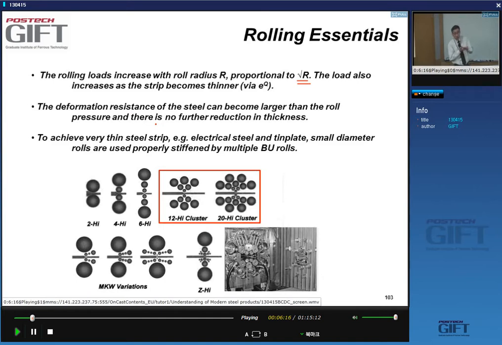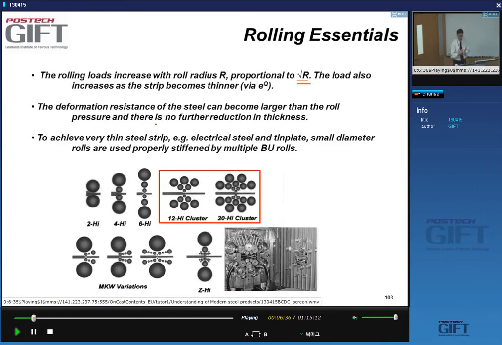So at very thin strips, the deformation can be so high that it becomes extremely difficult to reduce the strip thickness any further. And actually that happens quite often.